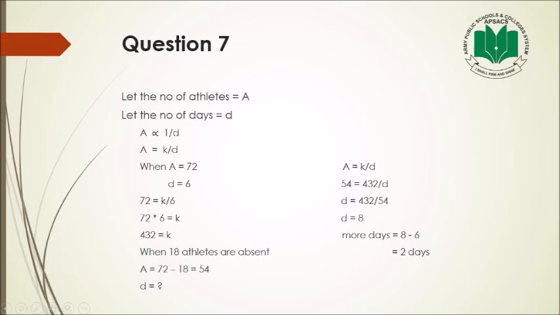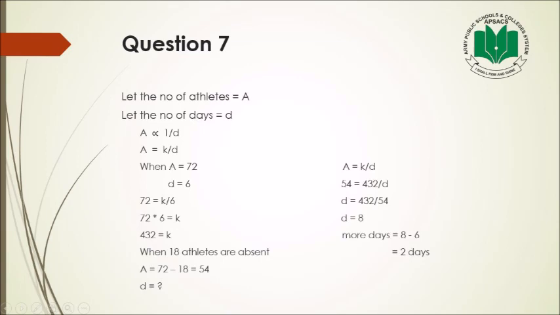Now 18 athletes are absent, so we will subtract absent athletes from the total athletes to get the present athletes. Now A will be equal to 72 minus 18 is equal to 54. And we have to find D. Put the values of K and A in the equation. A is equal to K over D. 54 is equal to 432 over D. D will be equal to 432 over 54 and the answer will be 8.